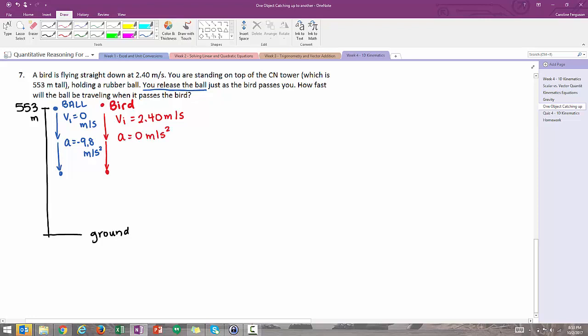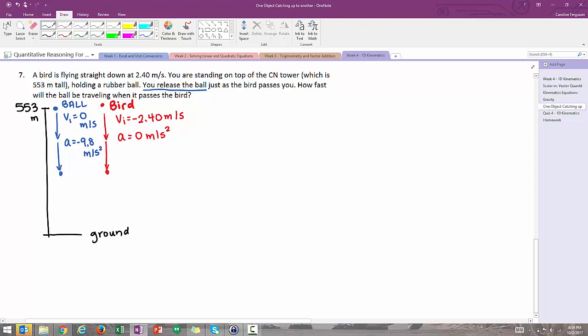Okay, so be really careful. If something is falling, it will have the acceleration of negative 9.8 meters per second squared. But if it's flying at a certain speed, it won't have any acceleration. We're assuming it's a constant speed. All right, since the bird is flying downwards, though, we need to be careful because we're saying upwards is positive, so that means down is negative. So we need to remember to put a negative sign in front of the 2.4 meters per second. Okay, so the initial velocity of the bird is negative 2.4 meters per second because it's pointing downwards.